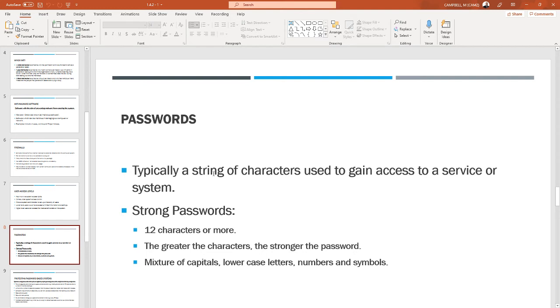Passwords, obviously that's pretty obvious. The thing with passwords is a common question: what makes a strong password and why? Having more characters makes it more difficult for a brute force attack to work.